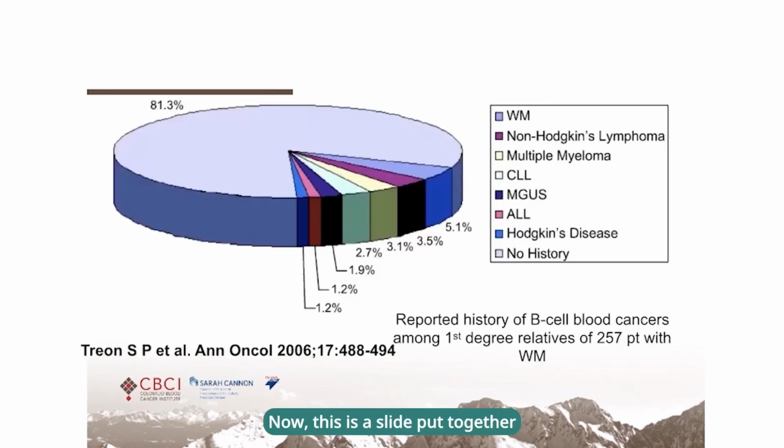Now, this is a slide put together by Steve Trion and colleagues, where he looked at 257 patients with WM, where he found first-degree relatives who had other types of blood cancers. And in the light blue there, you can see the great majority of these patients had WM as the associated blood cancer to the person who was known to have WM. However, you can see other blood cancers as well. You can see chronic leukemia, multiple myeloma, other types of non-Hodgkin lymphoma, and so forth. So this just points out that the family history is a very critical element when one is characterizing WM in a certain patient.